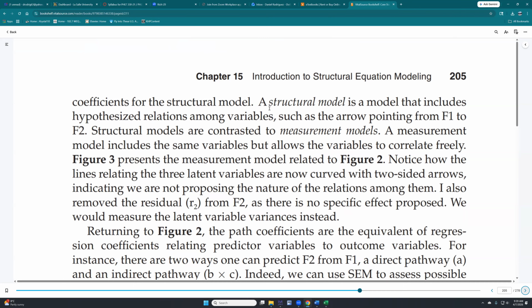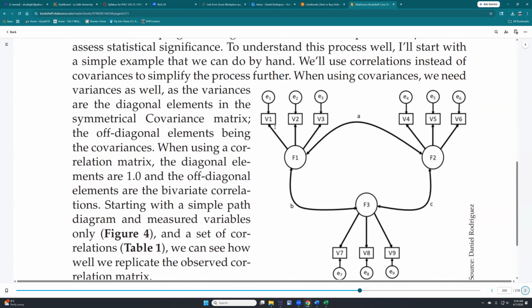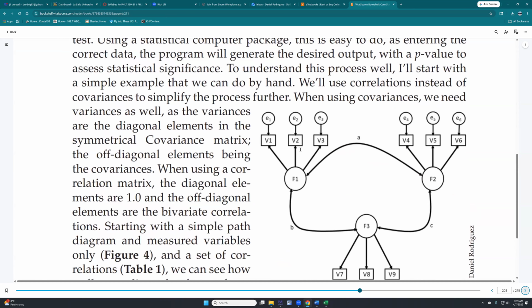I can also divide my model into what's called a structural model and a measurement model. So here's an example of a measurement model. The structural model includes proposed relations among the different factors or the different variables, right? Here, this is what we would call a prototypical confirmatory factor analysis model. So let's say last week when we talked about exploratory factor analysis, I did exploratory factor analysis and I found that F1, whatever that factor is, represents these three variables or is best represented by these three variables.